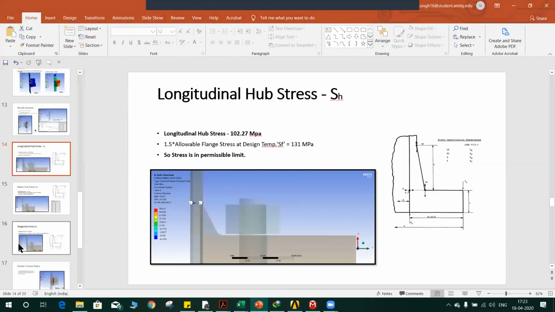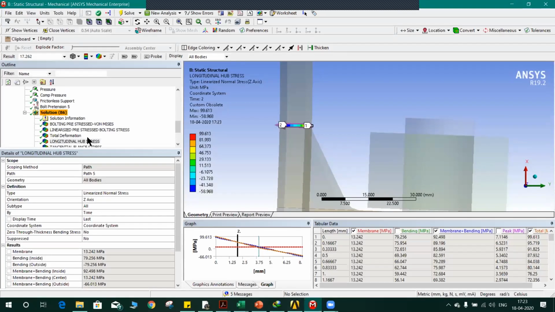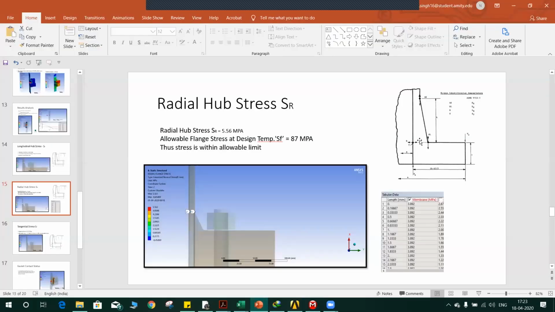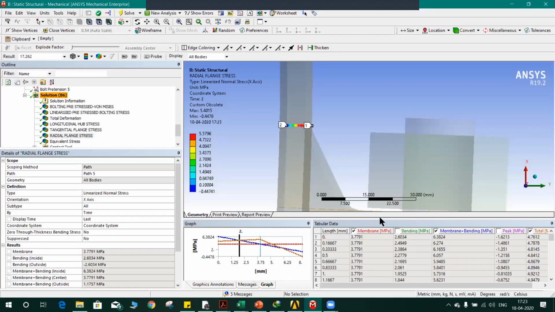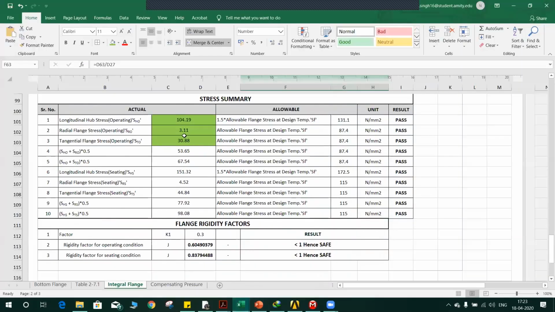The second one is the radial hub stress. For the radial hub stress, as you can see here on the right side, I need to linearize the stress to obtain the right magnitude. When I linearized, it comes out to be 3.77 megapascals, and analytically it comes out to 3.11. So it's quite close, and it's less than the design allowable limit, which is 87 megapascals. So it is validated here.